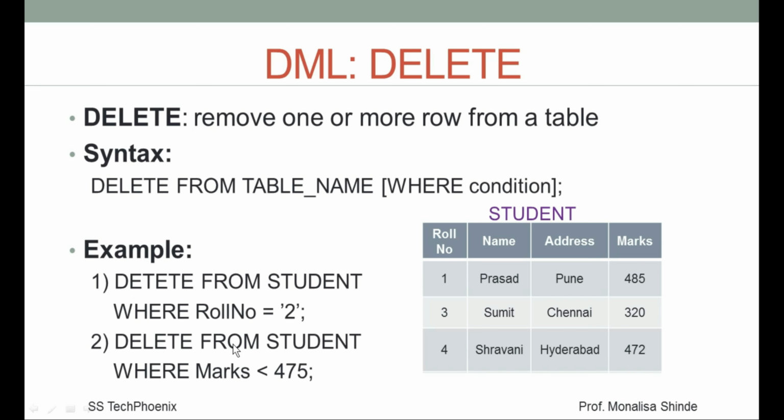Now see the second example: delete from student where marks less than 475. If we consider this table is available in the system, now check marks less than 475. See, marks less than 475: false, true, true. The where condition is satisfied, or true, for two records available in the table.